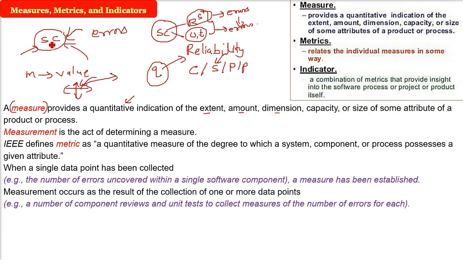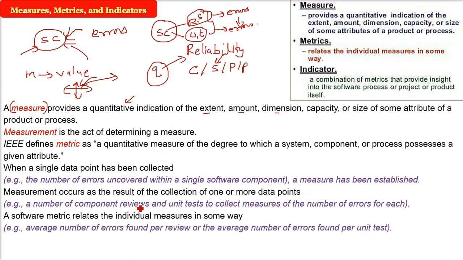Okay. So when we establish the measure, then we go to multiple data points in order to collect more data, and this becomes a measurement. When we have multiple data points, it becomes a measurement. So a software metric relates the individual measures in some way.